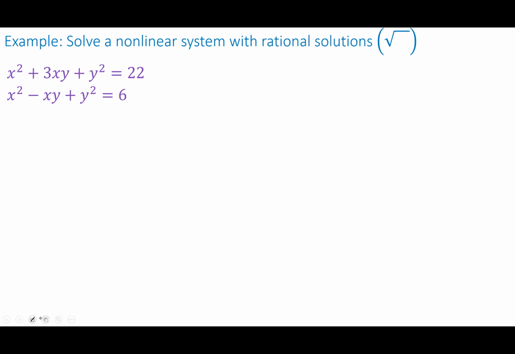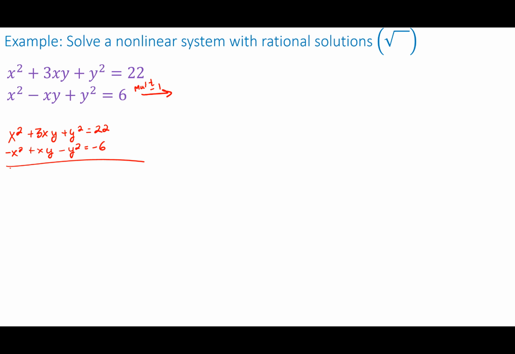So this one's a little bit different because this one has 3xy. We haven't done one with 3xy or just an xy combined with it. But we're still doing the same thing where we want to try to eliminate one, or in this case, we can actually eliminate two of our variables. If I were to multiply this bottom one by -1, my top remains unchanged: x squared plus 3xy plus y squared equals 22. But now my bottom is a negative x squared plus xy minus y squared equals -6.